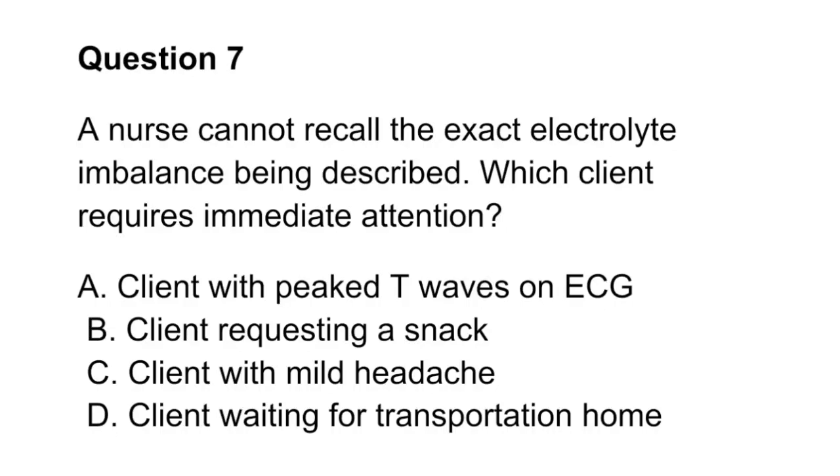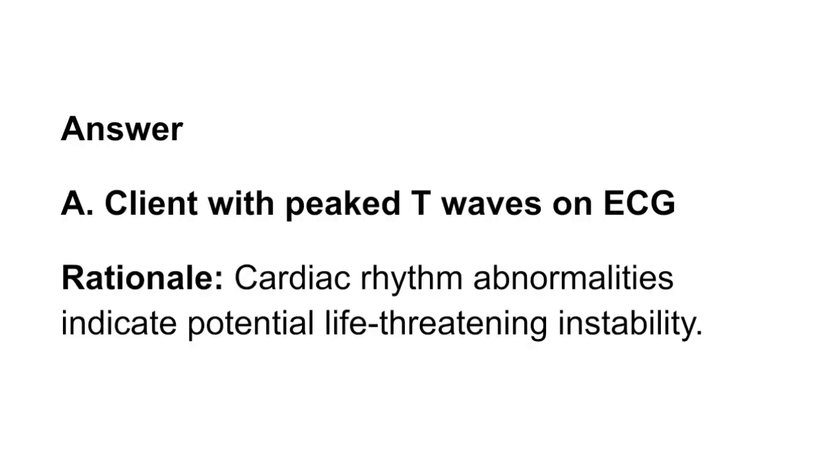Question 7. A nurse cannot recall the exact electrolyte imbalance being described. Which client requires immediate attention? A. Client with peaked T waves on ECG. B. Client requesting a snack. C. Client with mild headache. D. Client waiting for transportation home. Answer. A. Client with peaked T waves on ECG. Rationale. Cardiac rhythm abnormalities indicate potential life-threatening instability.